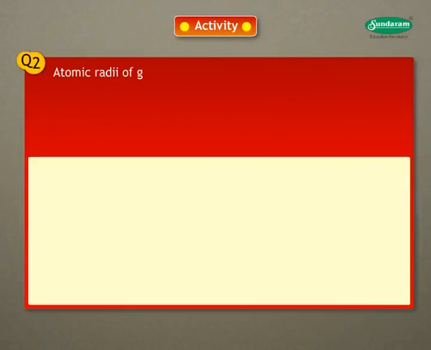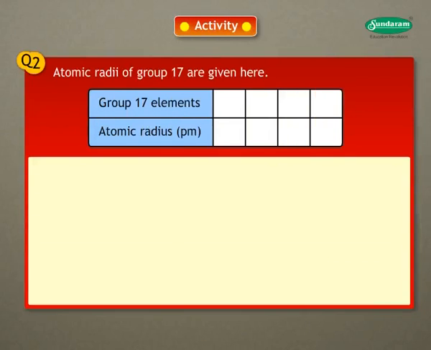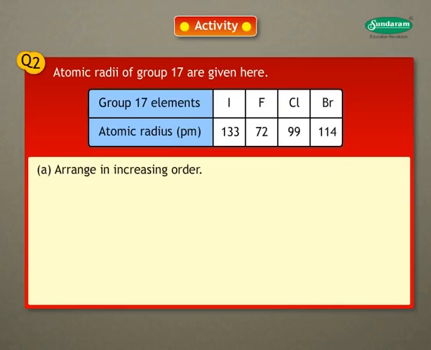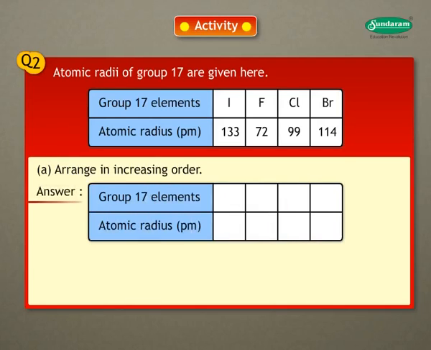Question 2. Atomic radii of group 17 are given here. Group 17 elements: iodine, fluorine, chlorine, bromine. Atomic radius in picometer are as follows: 133, 72, 99, 114. A. Arrange in increasing order of their atomic radii. Answer. We have arranged the elements in the increasing order of their atomic radii like this: fluorine, chlorine, bromine, iodine.